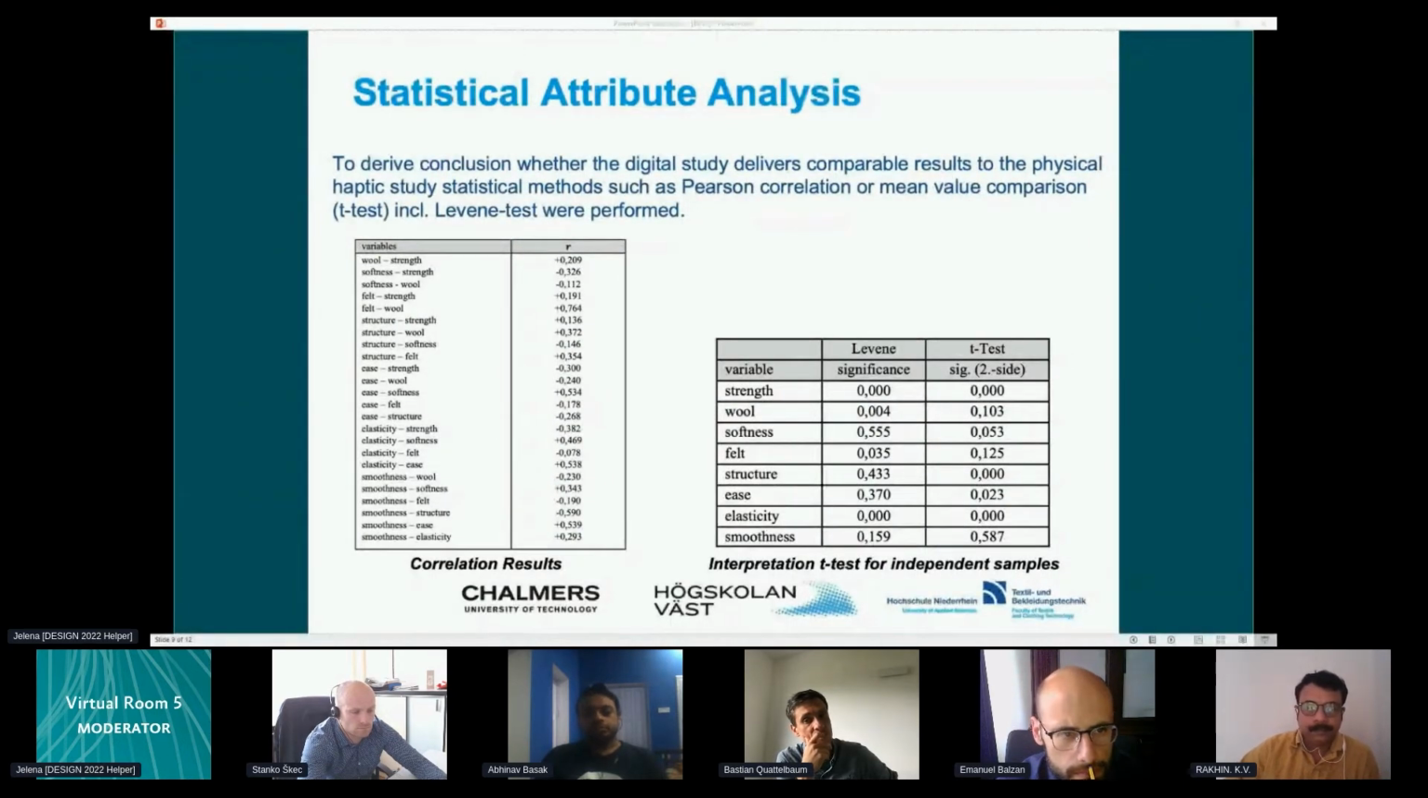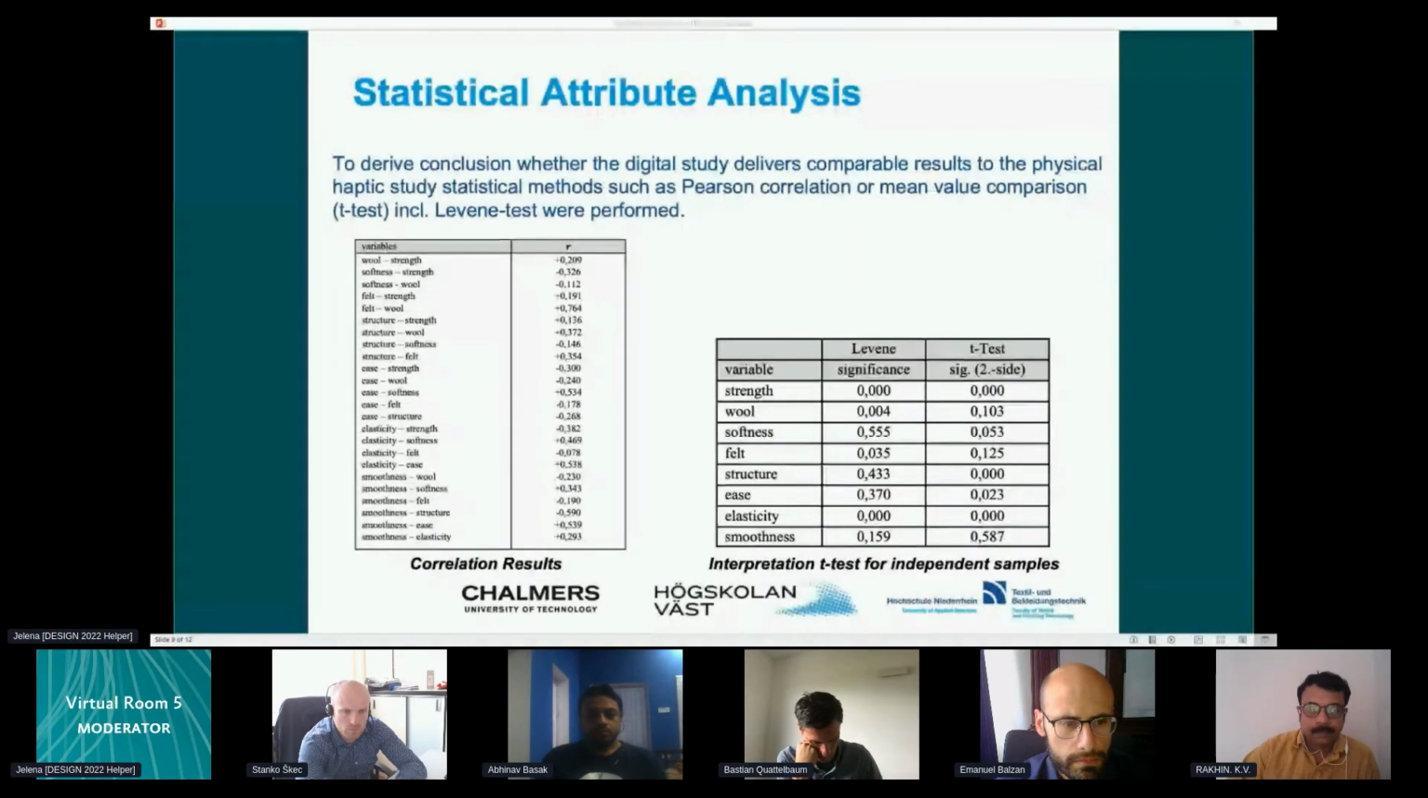We can say the attributes worked, the scales were applied well. We wanted to check whether they are independent from each other or not. For this, we did the correlation analysis with the Pearson correlation index. You may all know that greater than 0.8 or lower than minus 0.8 means a really strong correlation and connection with each other. Here on the left, you see none of these values is above 0.8 or below minus 0.8. The strongest correlation we see is between wool and felt.